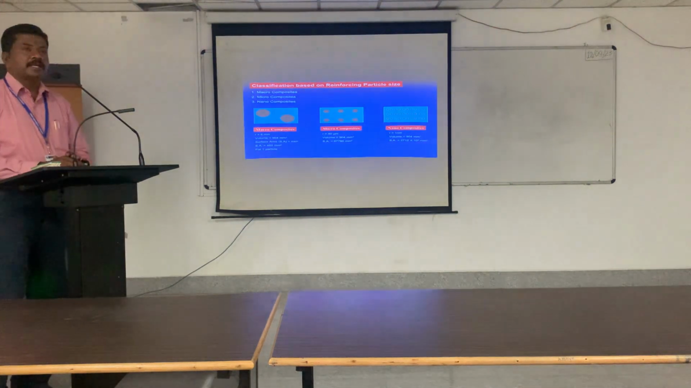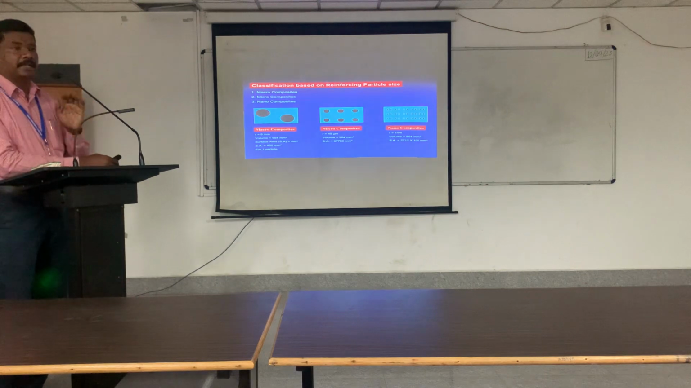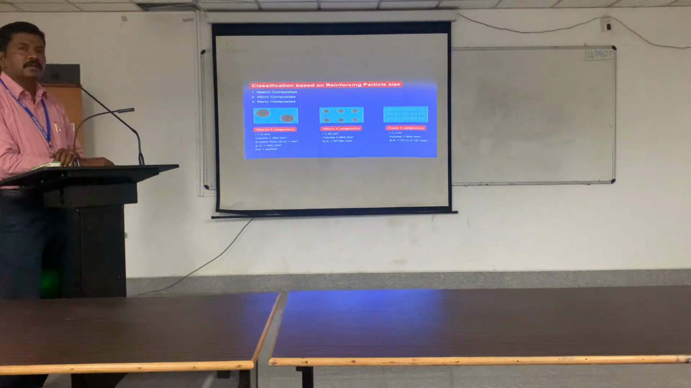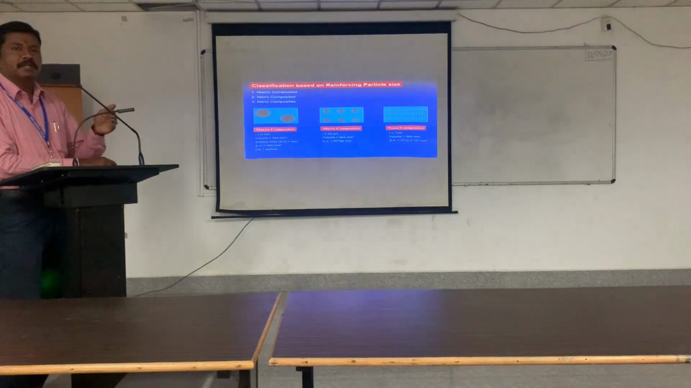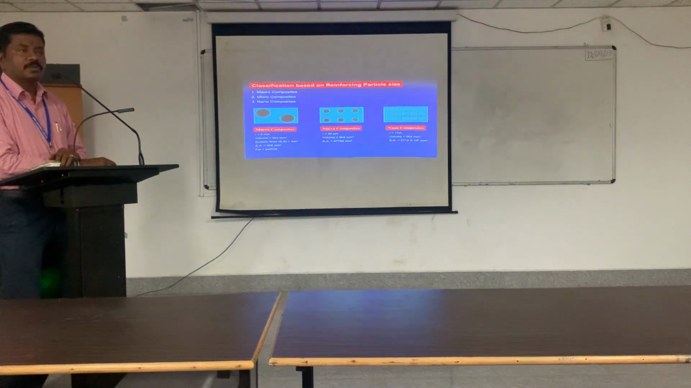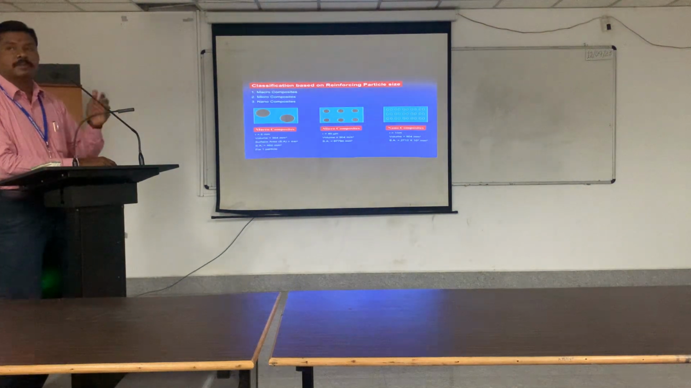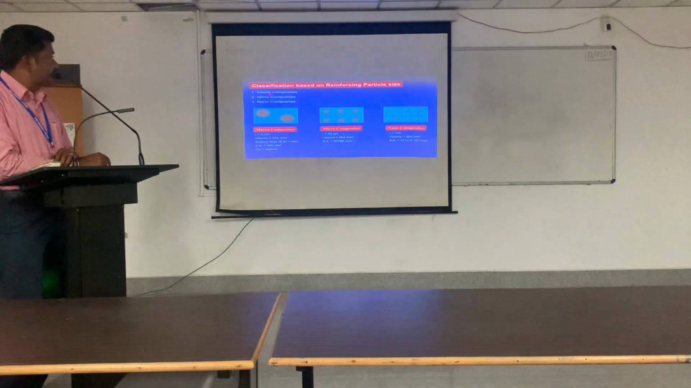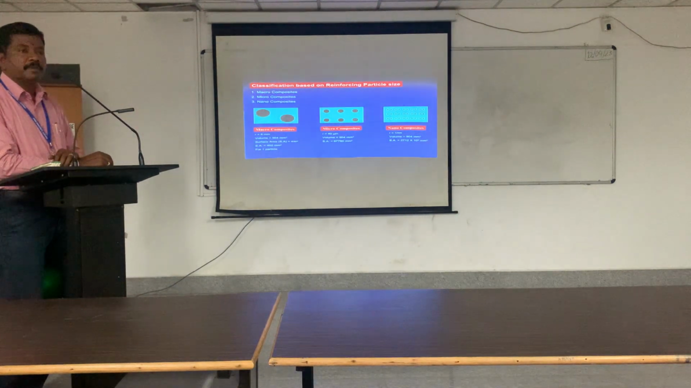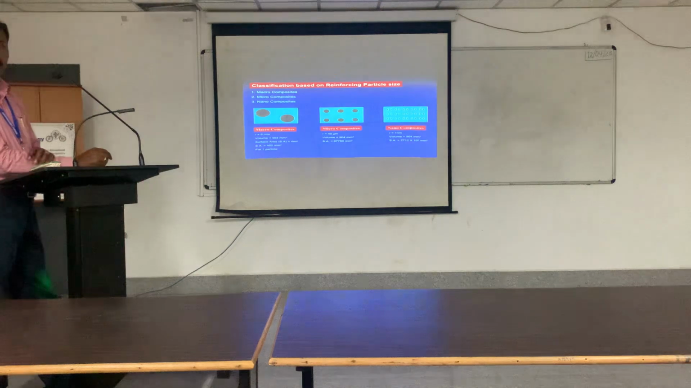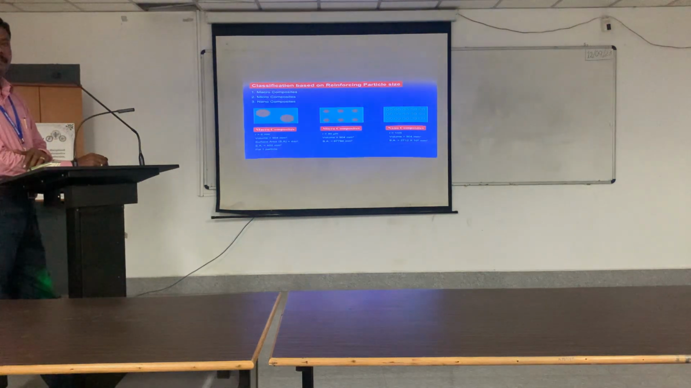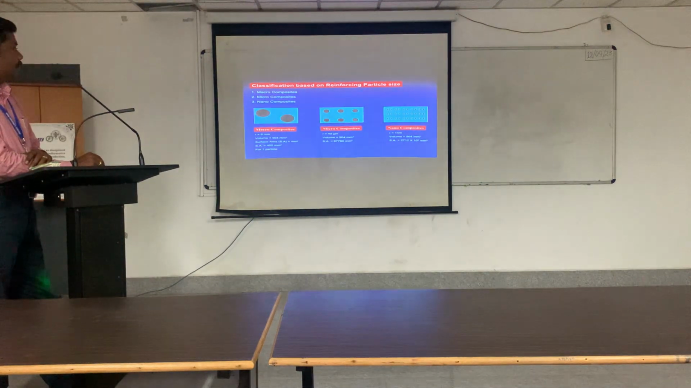And this is the classification based on the research side, that is, the classification within the particulate composites. Based on the particle size, how may the composites be classified? If the particles are at a macro level, that is called a macro composite. If at micro level, that is micro composites. If the particles are in the form of nanoparticle size, that is nanocomposites. So this is the example.